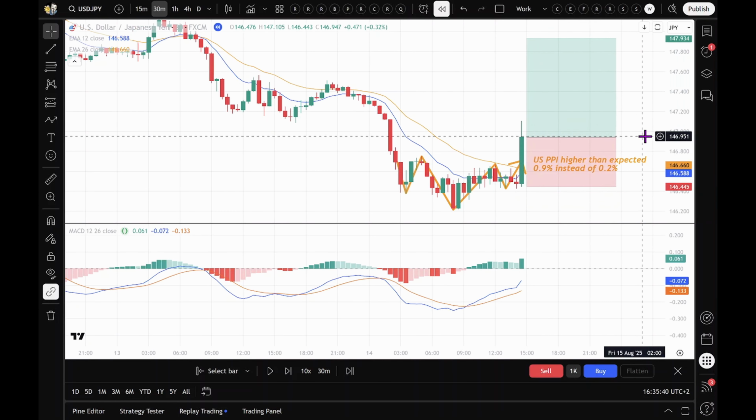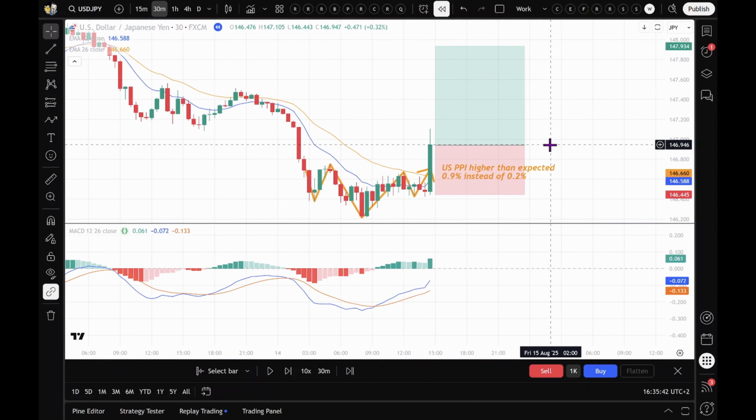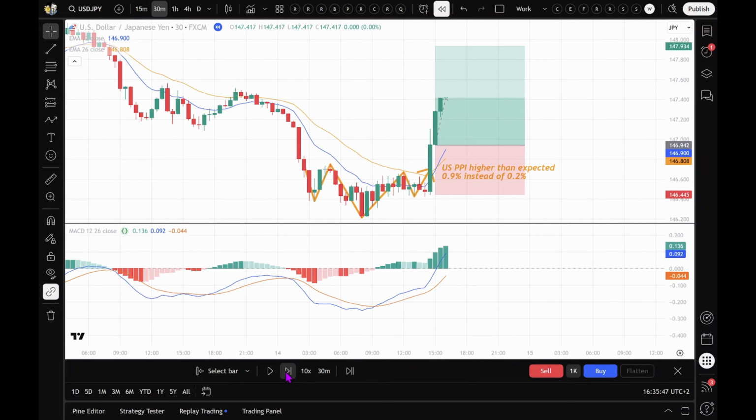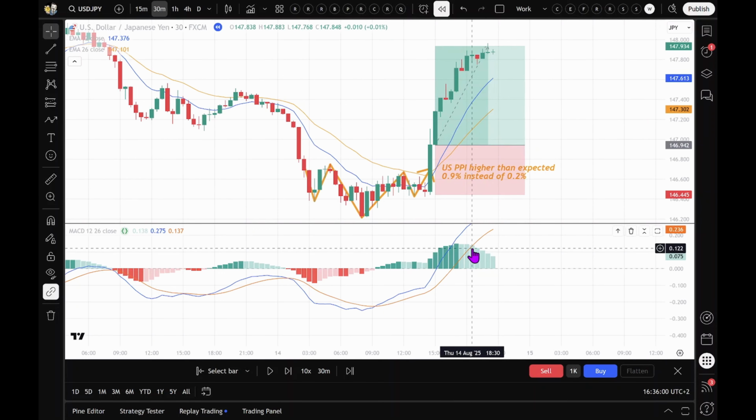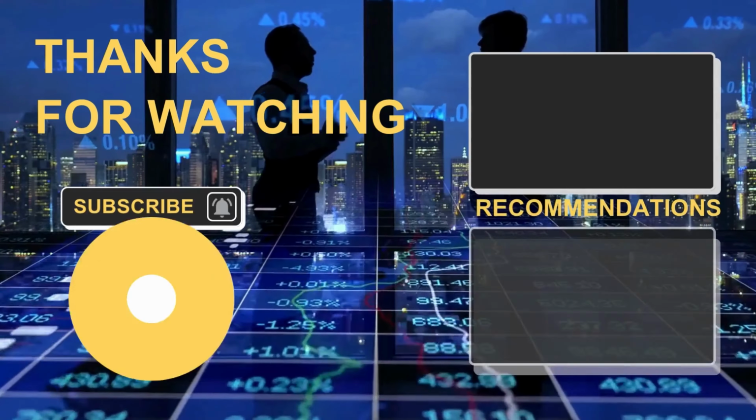At this point, price action looks good. The MACD shows strong momentum, and fundamentals are aligned, making it a high-probability trade. And as we can see, our take profit was successfully hit. It's a good moment to exit, because the MACD shows momentum slowing down, which could signal the end of the uptrend. And that's the end of this MACD video.